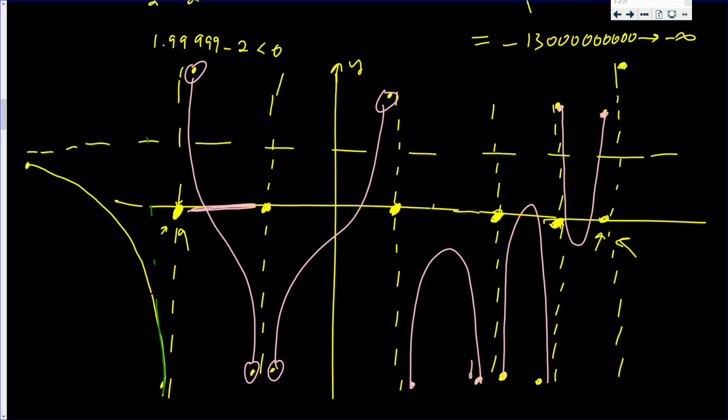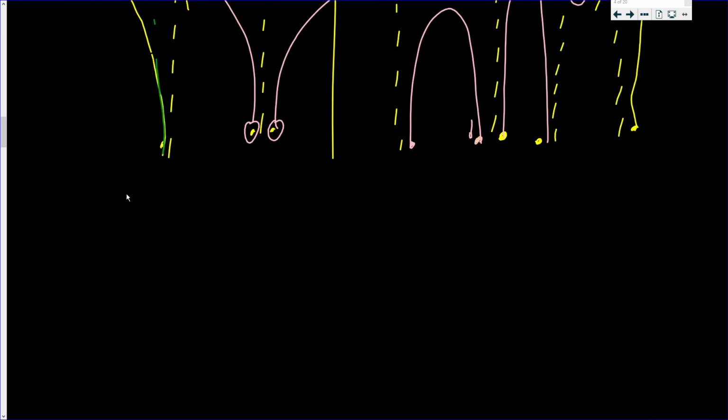If you're up here, and again, here's the horizontal asymptote, you go like this. If you were down here, you would just go up like that. If you were up here, you would go like that. You need to know this. Again, let's just talk about the middle.